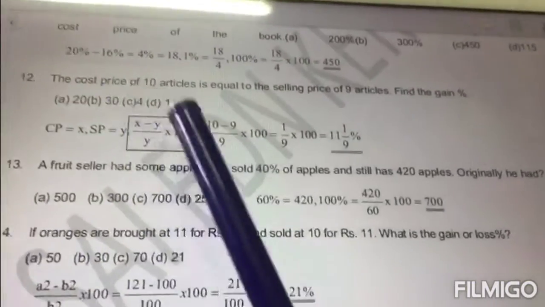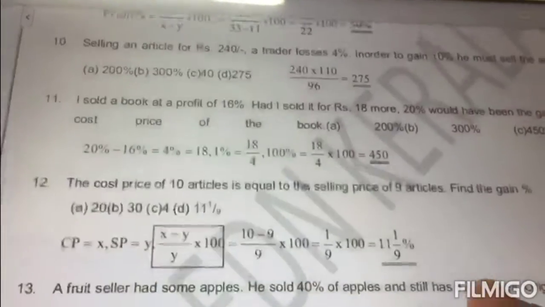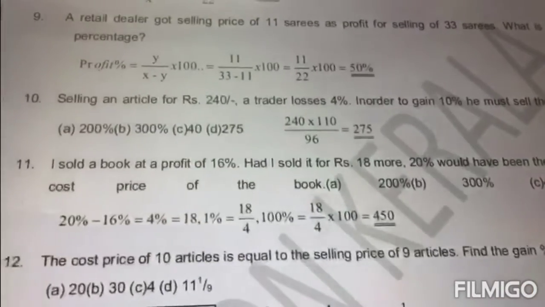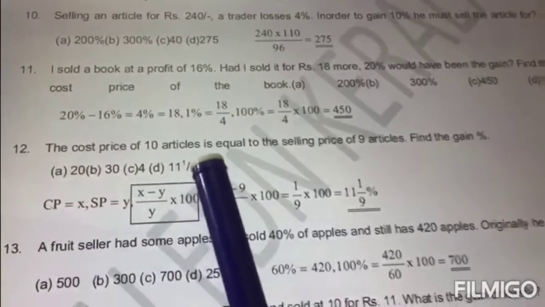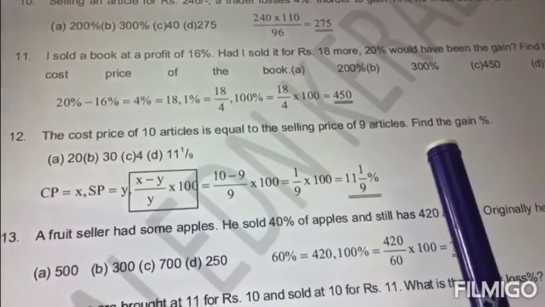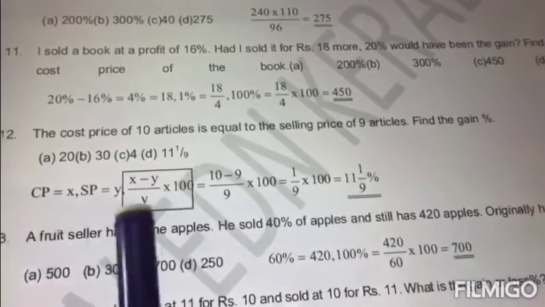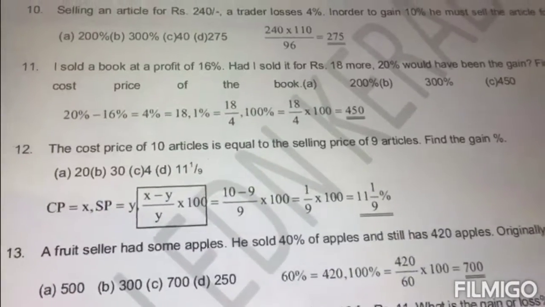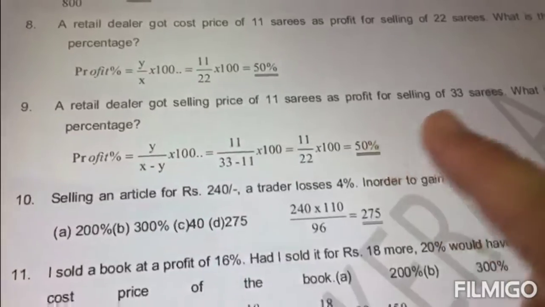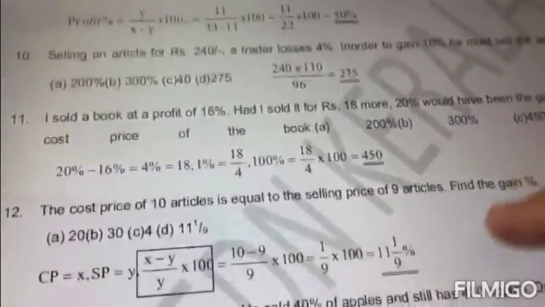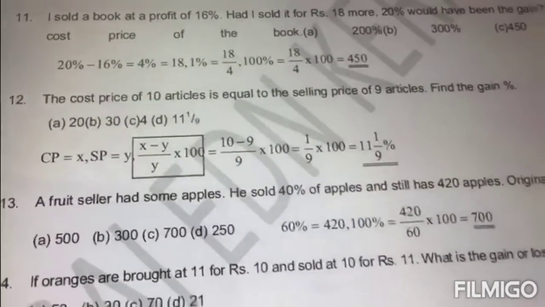Now, number 12. I'm not doing number 12 because it is similar to questions 8 and 9. The cost price of 10 articles is equal to the selling price of 9 articles. Find the gain percentage. They have given a way of doing it, but I prefer you do it the way we did question number 8, which is almost similar to 9 and also to question number 12.